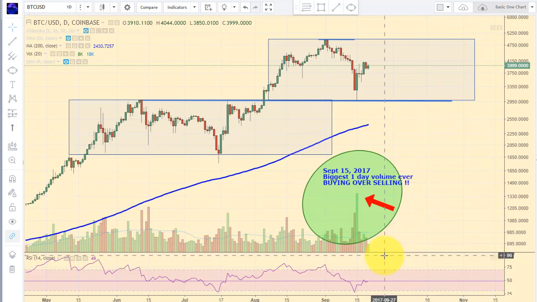Okay, so one sign I don't like so much is the RSI, which is the indicator I use here at the bottom of the chart.